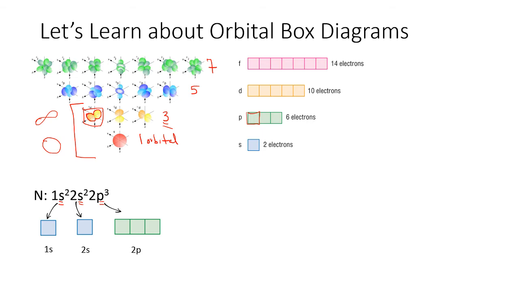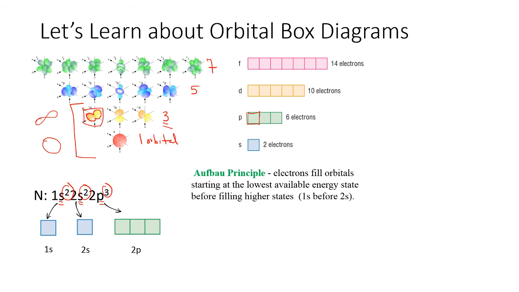Now, how do I put these electrons in? I know that I have 2 electrons that need to go into 1s. I have 2 electrons I need to put into 2s. And I have 3 electrons that need to go into 2p. In order to put the electrons into this picture, I have to follow a set of rules. There are 3 rules that we use to place electrons.